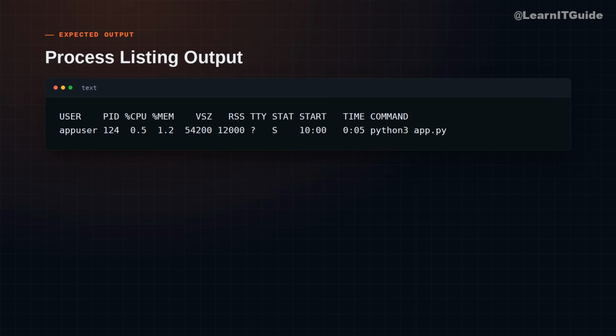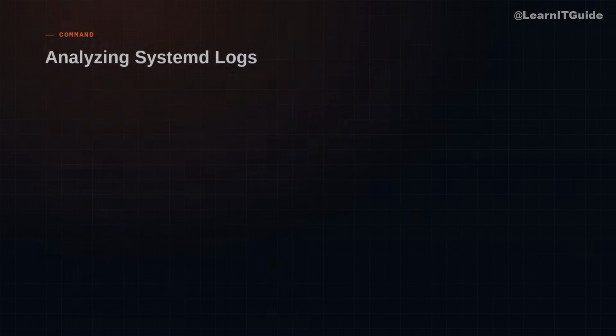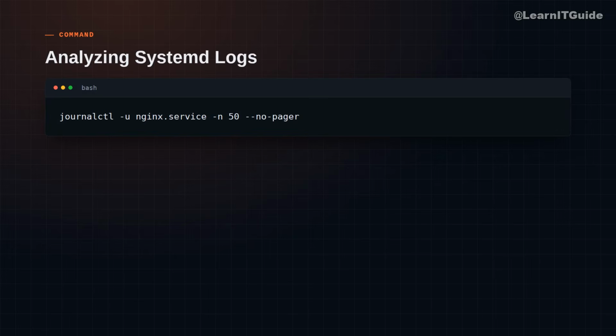If you see a process stuck in the D state or zombie state, you might need to look at the parent process. But for 99% of situations, signal 15 is the correct way to handle process termination in a production environment. For modern Linux distributions, systemd manages logs.